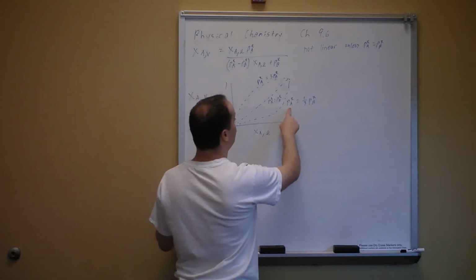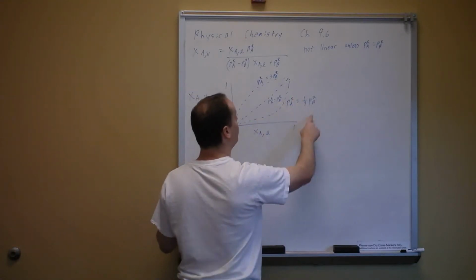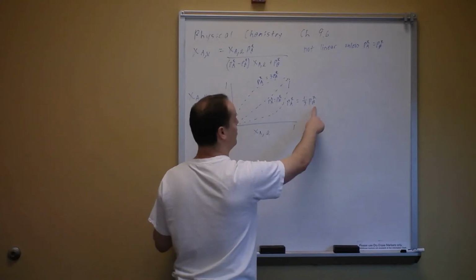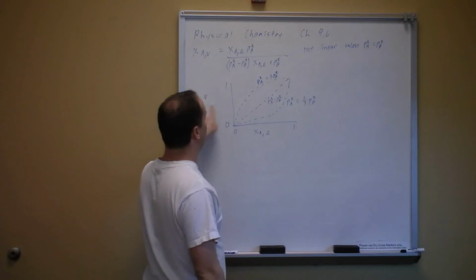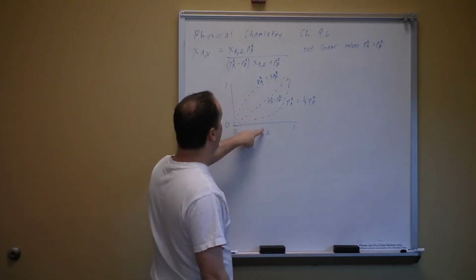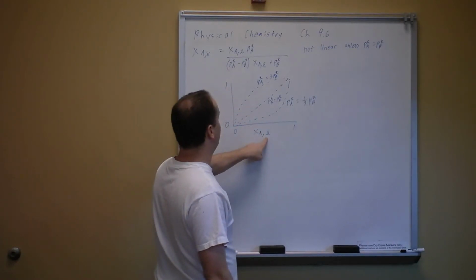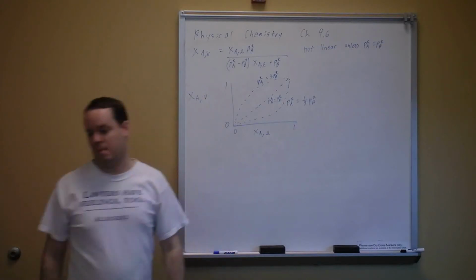On the other hand, in this case, where the partial pressure of A unmixed is only 1/3 of the partial pressure of B unmixed, then it's going to go down this way, which means that the mole fraction of A in the vapor phase is going to be less than the mole fraction of A in the liquid phase.